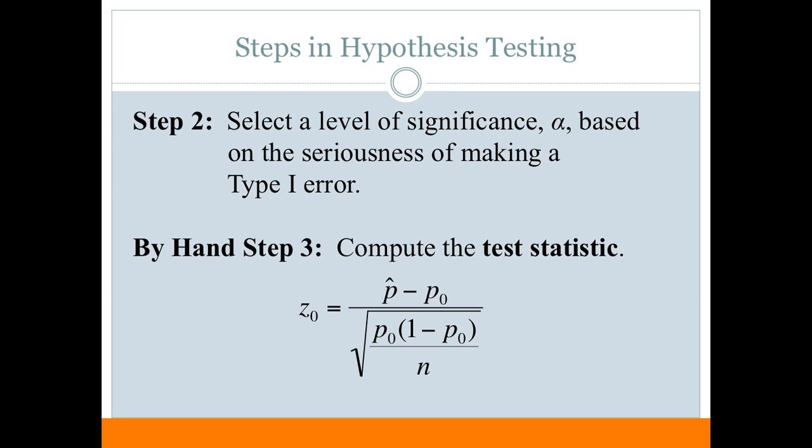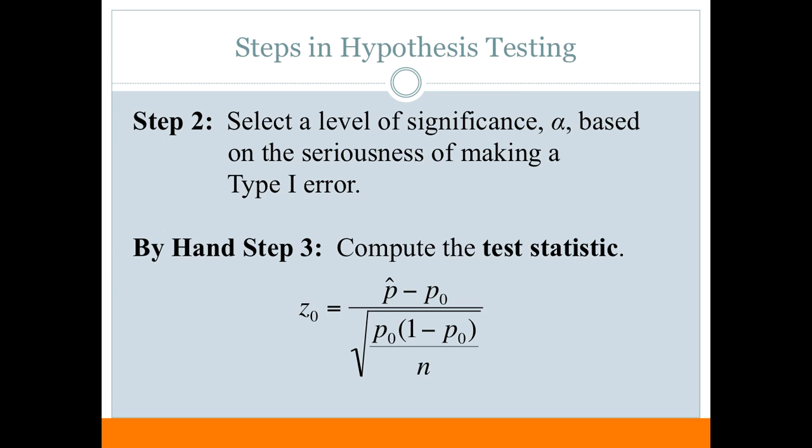Step 2 is to select a level of significance, alpha, based on the seriousness of making a type 1 error. Now typically in this particular course, your alpha value is going to be given. If it's not, choosing 0.05 is kind of a nice benchmark to use, but it's important to talk about what a type 1 versus a type 2 error actually means in the context of a question, so that you can decide which one is worse in the given scenario.